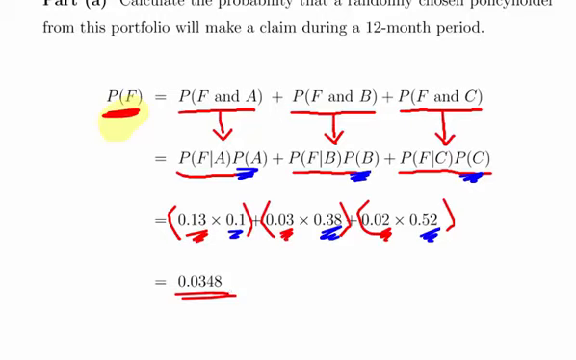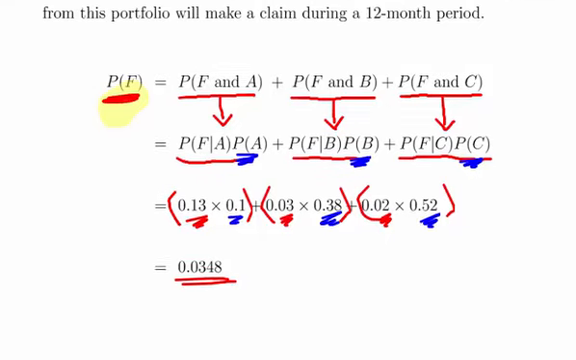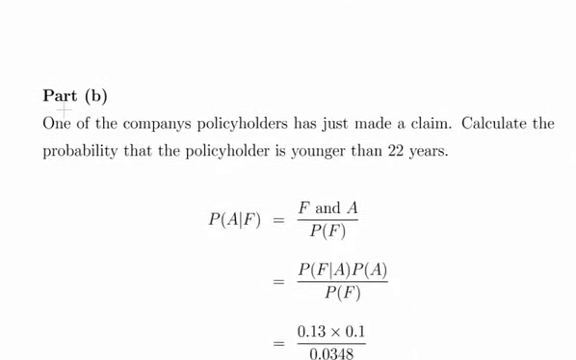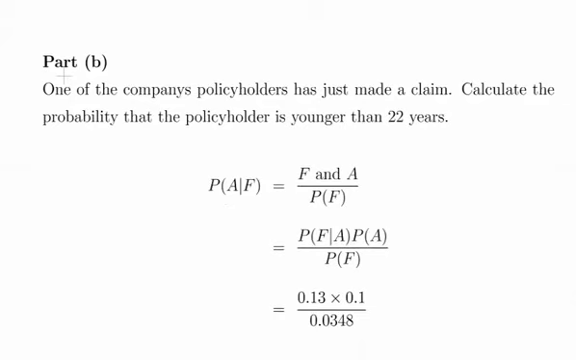Okay, so the second part here, I'll just scroll down now to the next part. So one of the company's policyholders has just made a claim. Calculate the probability that the policyholder is younger than 22 years. Okay, so given that the person has made a claim, what is the probability that they are younger than 22? What is the probability that they're in Group A given that they have just made a claim? So it pays to be very particular here about thinking about what you've just been asked, what is the event that has been given, and what is the probability that you have to find out.